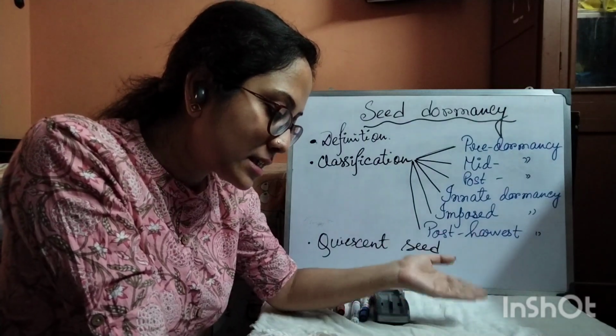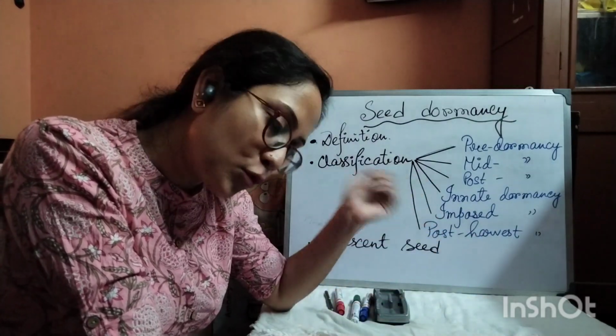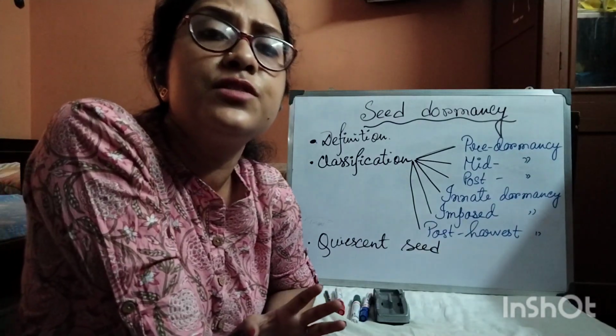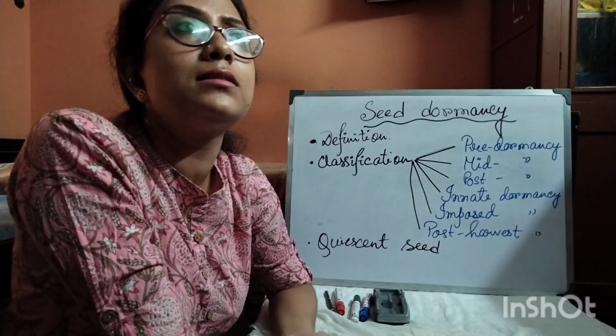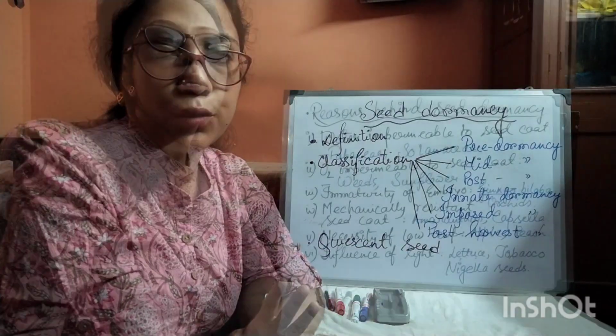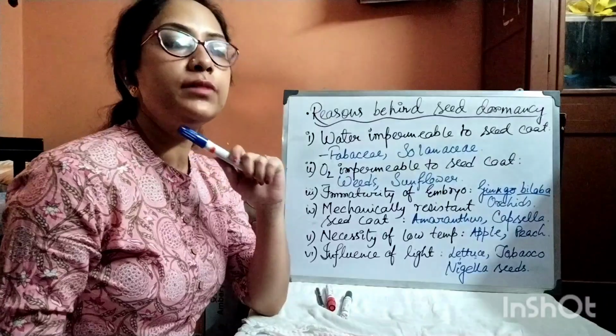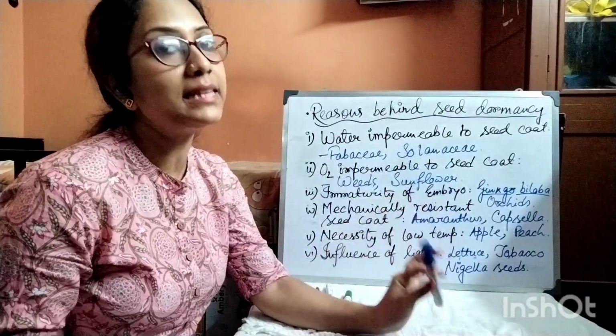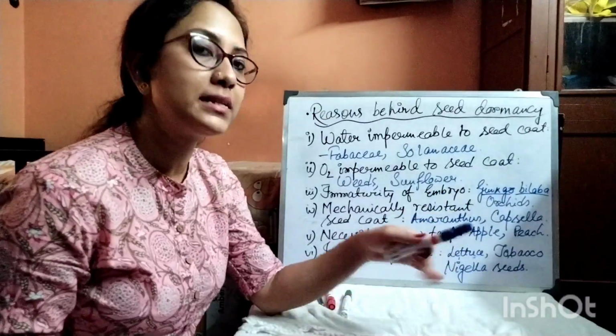Okay, so next, the other portion is: what are the different reasons of dormancy, why the seeds undergo that dormant state. So let's continue. The next topic of the class is the reasons behind seed dormancy, why the seeds remain in a dormant state.